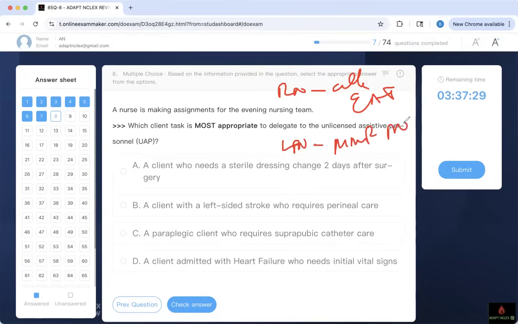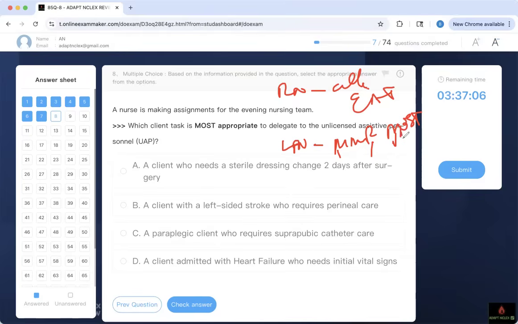LPN, most. You can check my delegation videos. What is that? Anything they can monitor. It doesn't matter what it is, they can monitor. They can reinforce any teaching you provided, because they cannot teach the patient. They can administer most medication except high-alert ones. So most medication includes a bunch. It's only a few of them.